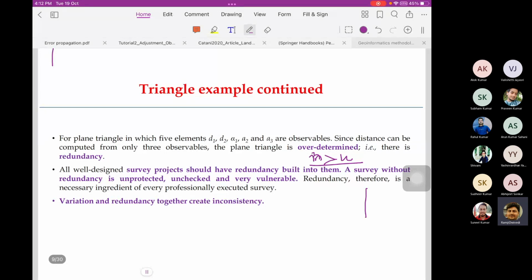So all well designed survey projects should have redundancy built into them. A survey without redundancy is unprotected, unchecked, and very vulnerable. Redundancy, therefore, is a necessary ingredient of every professionally executed survey. Variation and redundancy together create inconsistency, but we can handle it. If you do not have redundancy, you cannot have balance and checks in your system.